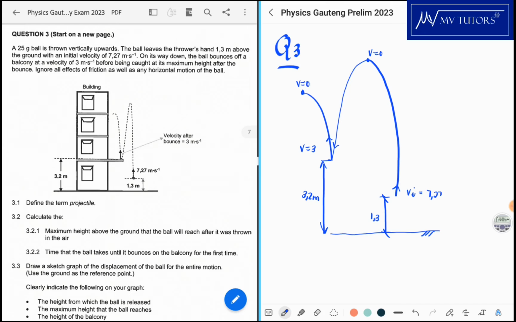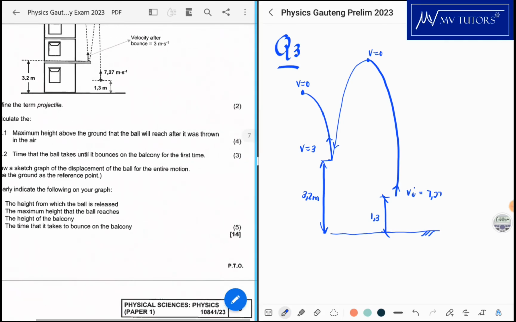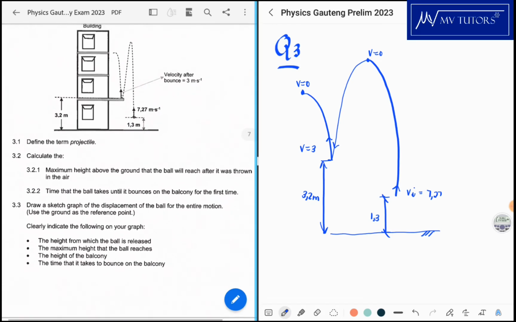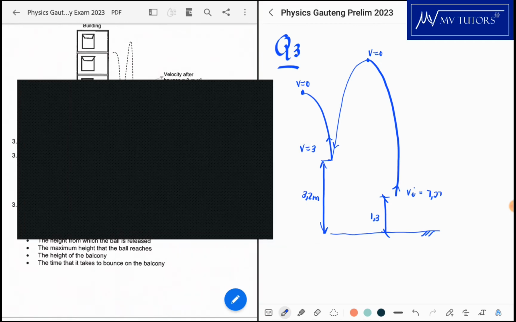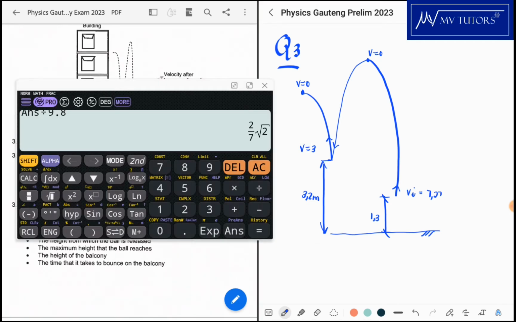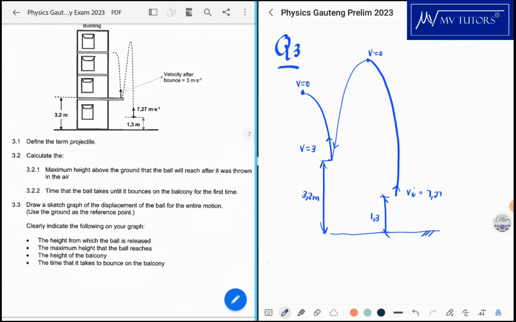It's always good to know what's happening and put in the values so that it's much easier when you start doing calculations. But anyway, let's go to the question. Let's see how many marks this is worth. So it's 14 marks. If we take 14 and multiply it by 1,2 minutes, we should be spending around 17 minutes at most on this question. So let's see how much we can do.